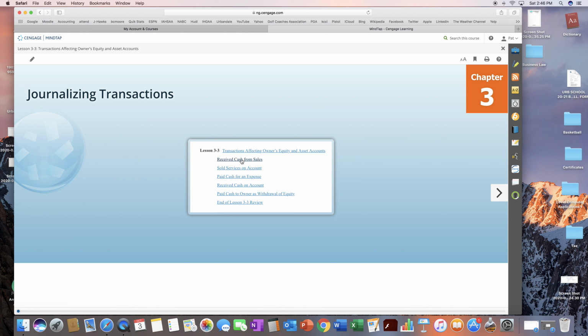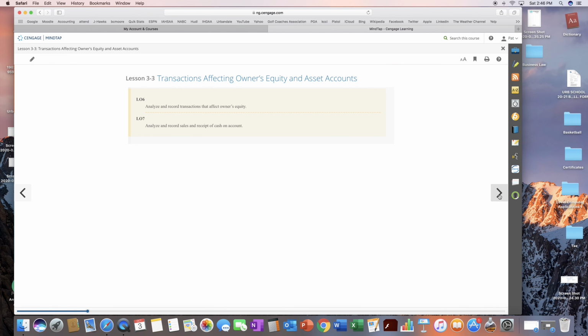When we receive cash, we would debit it. It's the asset. When we sold services on account, we would debit accounts receivable. We pay cash for an expense. Expense is a debit. It's an owner's equity account. And so how do you lower owner's equity? You have to debit it. So when we deal with an expense, we lower owner's equity by debiting the expense and crediting cash. As I walk through these, we can talk through them in a minute.